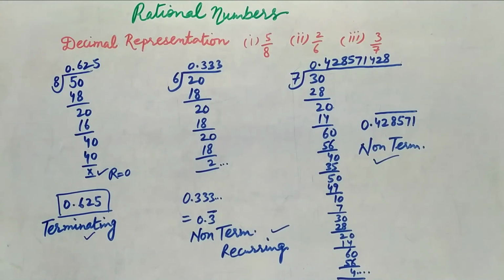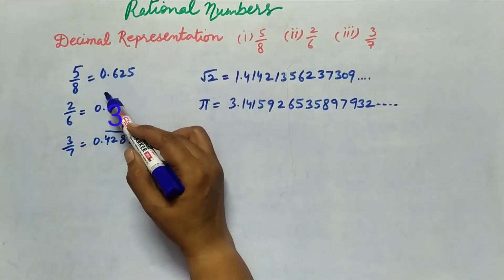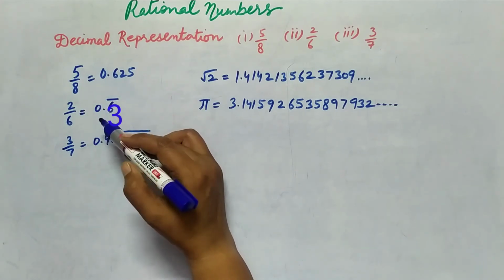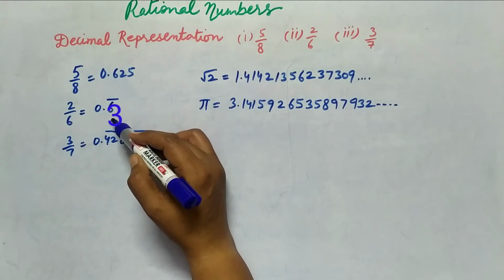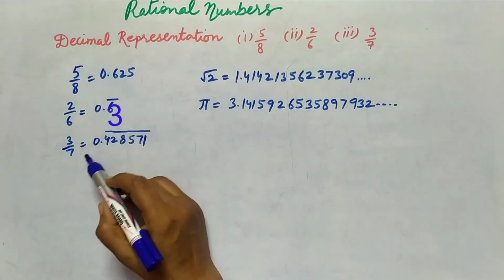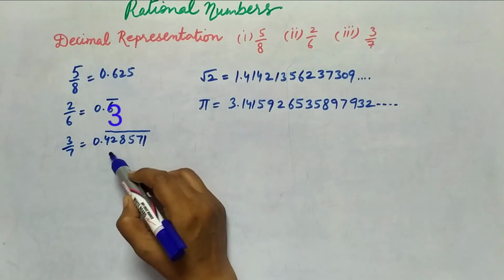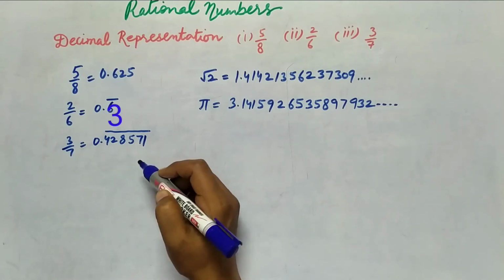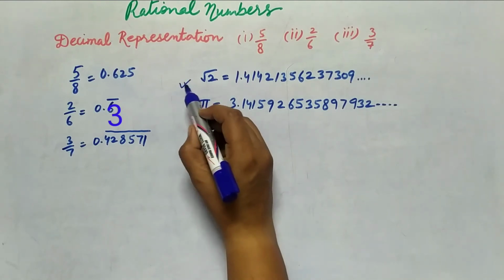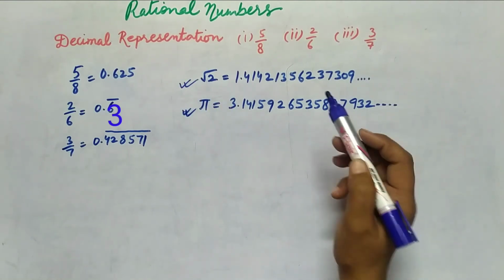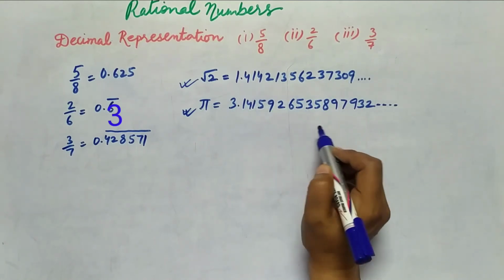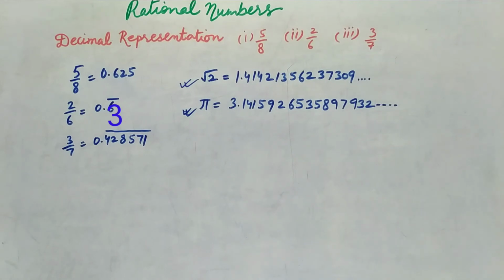Then what about the irrational numbers? Let us see. 5 by 8 has the decimal representation 0.625. 2 by 6 has got non-terminating, recurring. 3 by 7 has got the value 0.428571 repeated. Now here are two numbers, under root 2 and pi. The value of under root 2 is something like this and pi has a value like this.